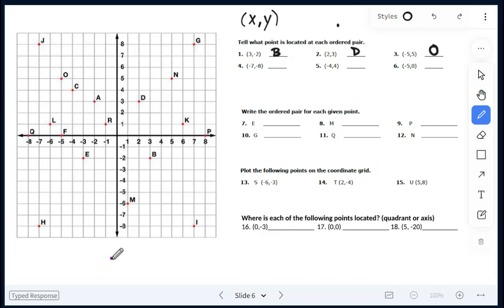Okay, so our next one was negative 7, negative 8. So over to negative 7, down to negative 8. That would be H. Negative 4 and 4. So over to negative 4, up 4. 1, 2, 3, 4. That was C. And then negative 5, 0. So we go over to negative 5, but then we don't move up or down because it's at 0 for y, and it's point F.